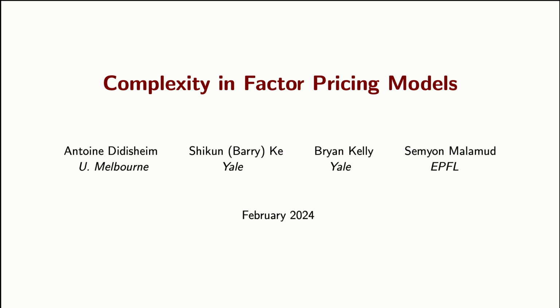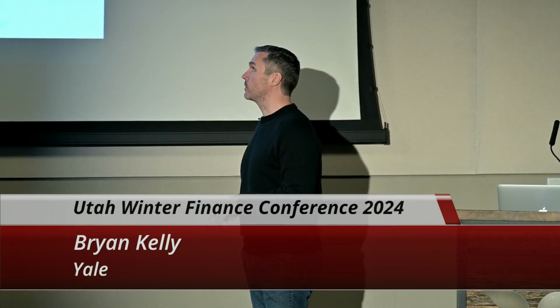This is a bit of a continuation from our paper that we presented last year. This is joint work with Antoine Didisheim, who's at Melbourne, a student of mine at Yale, Barry Kuh, and my frequent co-author on this agenda, Semyon Malamud. So we're going to be talking about complex models, that is, models that have very large numbers of parameters in them. Okay, so we're going to be particularly going after the machine learning perspective of asset pricing.